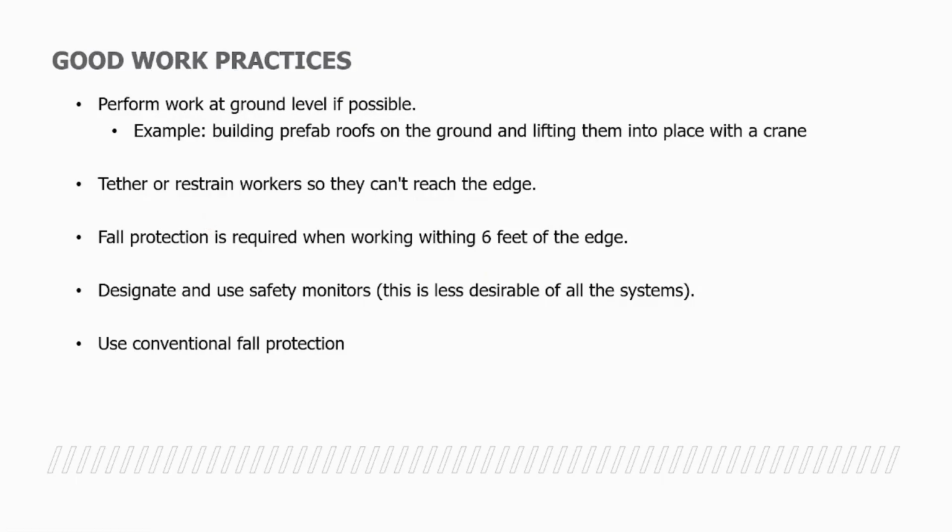Good practices: perform work at ground level if possible. In other words, do as much as you possibly can while it's on the ground. An example may be building prefab roofs on the ground and then lifting them up into place with a crane. Tether or restrain workers so they can't reach the leading edge. Fall protection is required when working within 6 feet of the edge. Designate and use safety monitors. This is the less desirable type of system.